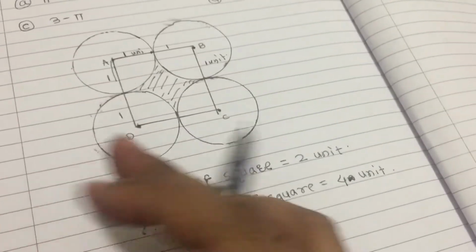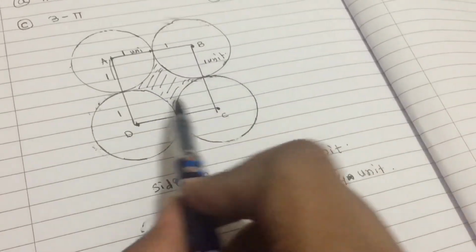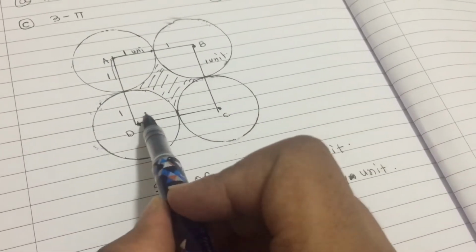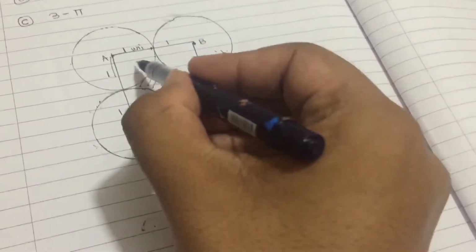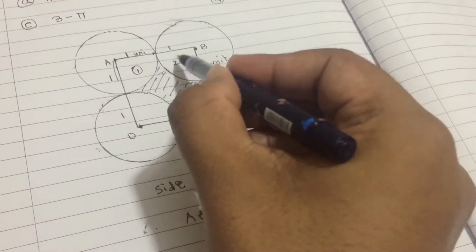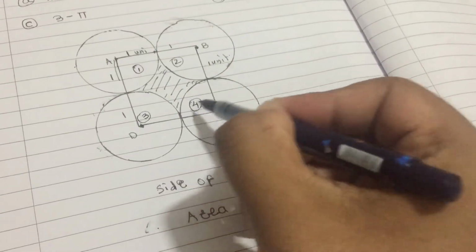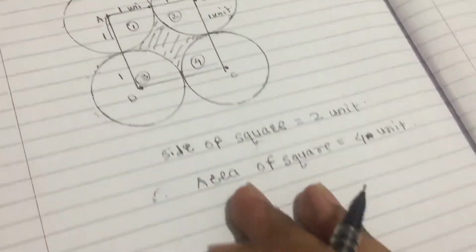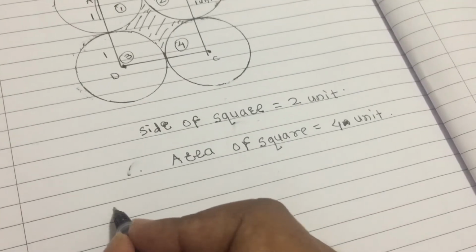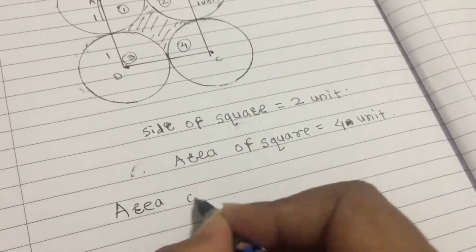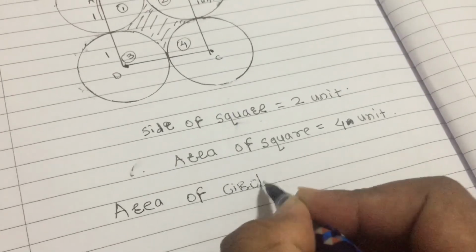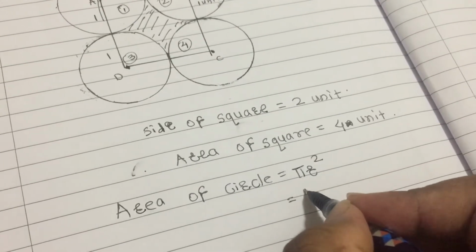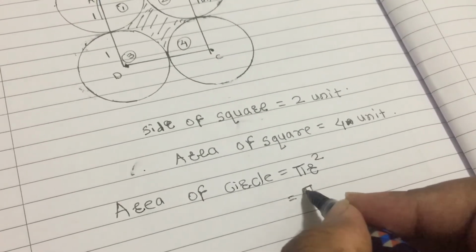Now from this we have to subtract this area. If you see, this is 1/4 part of the circle, this is also 1/4. If you add the area of these 4 parts, 1, 2, 3 and 4, we get the area of one full circle. The area of the circle is pi r squared, but the radius is 1 unit, so it will be just pi.